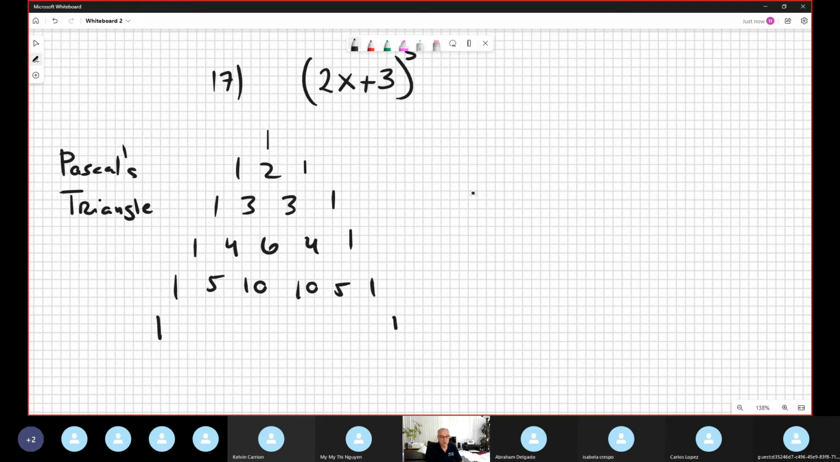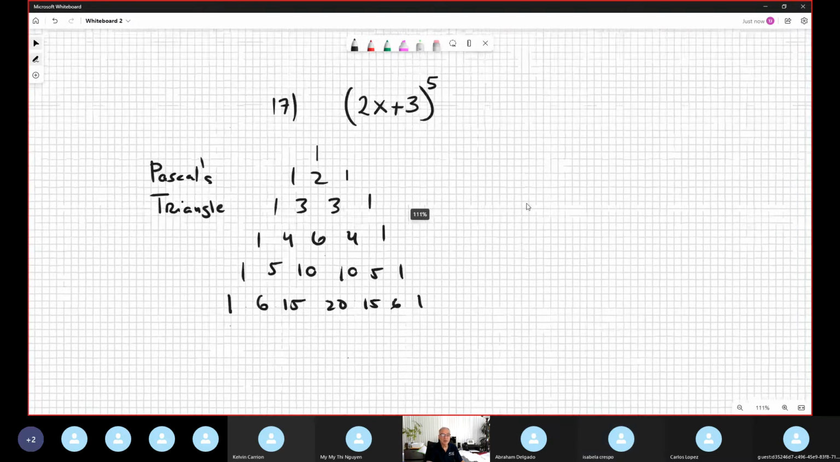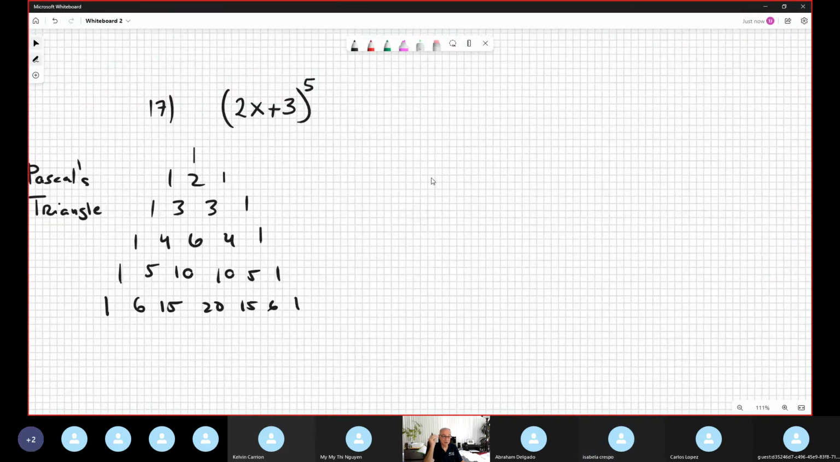Okay, always is 1 and ending in 1. What's the number here? Okay, we need to use it in the other problem, in the 18. 1 plus 5 is 6. Do you see? 15, 20, 10 plus 10, 15 again, and 6. Okay. Got it? Clear or no? Yes. This gives me the coefficients. Okay, if you want, you can compute by factorial, but factorial looks more complicated, no?